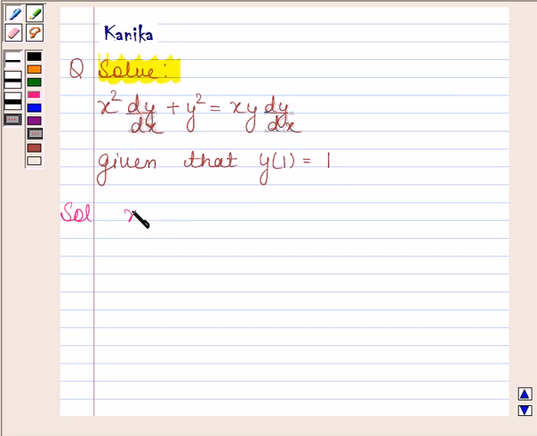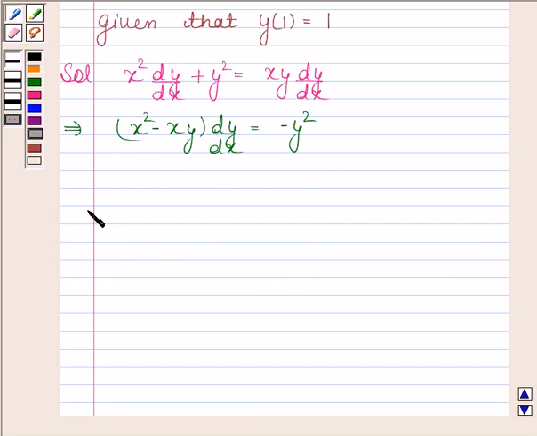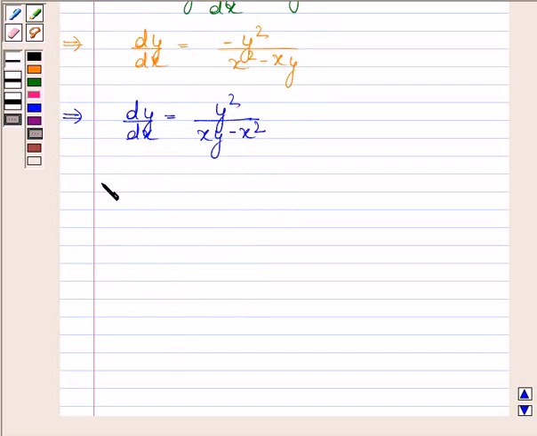Given differential equation is x squared into dy by dx plus y squared equals xy into dy by dx. Now this implies x squared minus xy into dy by dx is equal to minus y squared. This implies dy by dx is equal to minus y squared divided by x squared minus xy. This implies dy by dx is equal to y squared by xy minus x squared. Now this is a homogeneous differential equation.